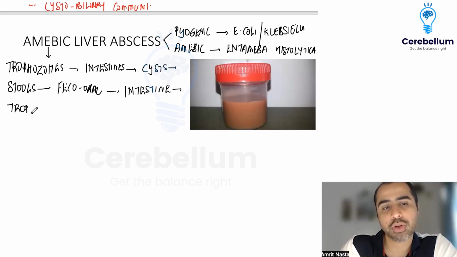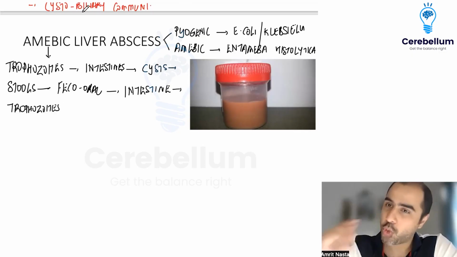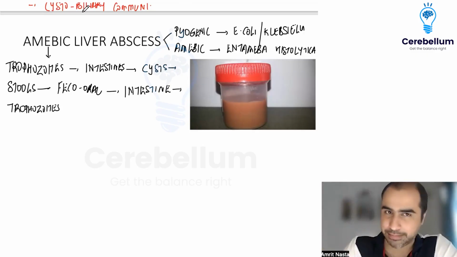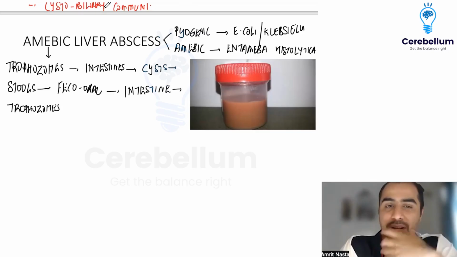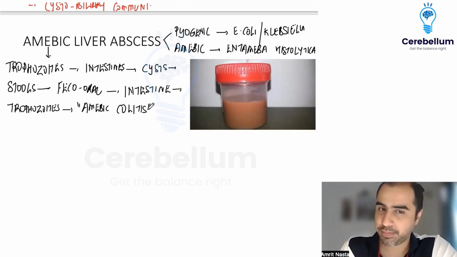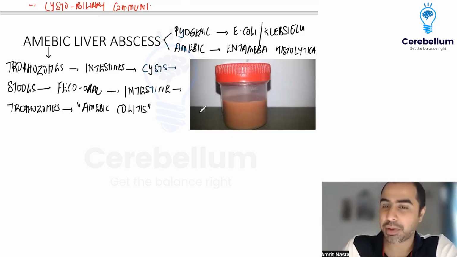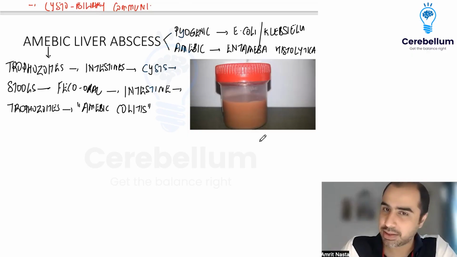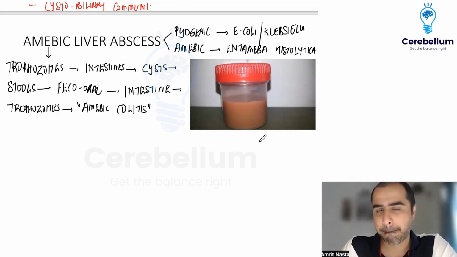Now, when they become trophozoites in the intestine, what do they do? What will these do once they become mature adults in your intestine? They cause inflammation of the colon. They will cause what is called amoebic colitis. So most of us get this amoebic colitis. Most of us. You get those flask-shaped ulcers in the cecum or in the sigmoid colon. That is this amoebic colitis.